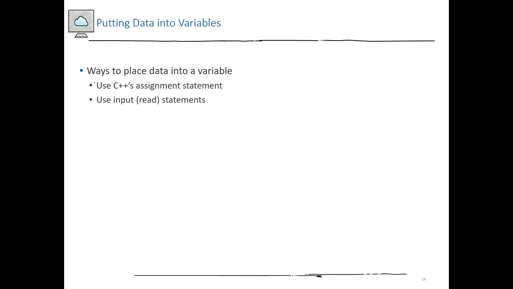So what are the different ways to place data into a variable? You can use C++'s assignment statement, or you can read it off the user's input from the keyboard. There are other ways to read information into your program, through files and storage devices and stuff like that. But for now, we will limit our discussion to either assigning the values inside your program, or letting the user supply the values to the variables.